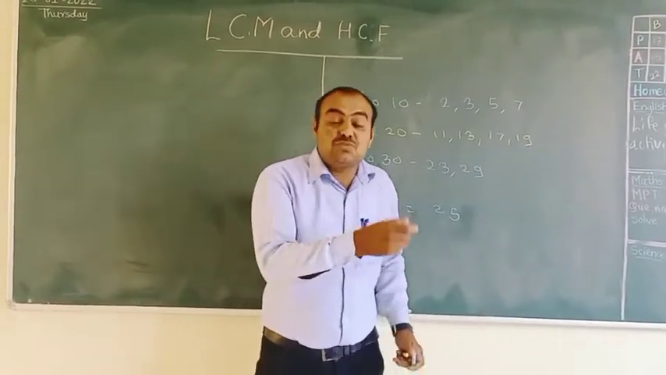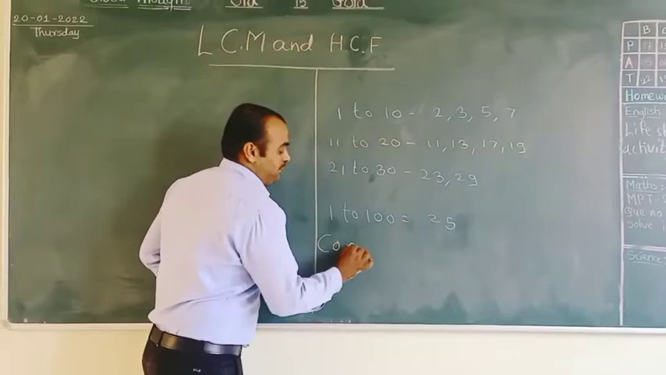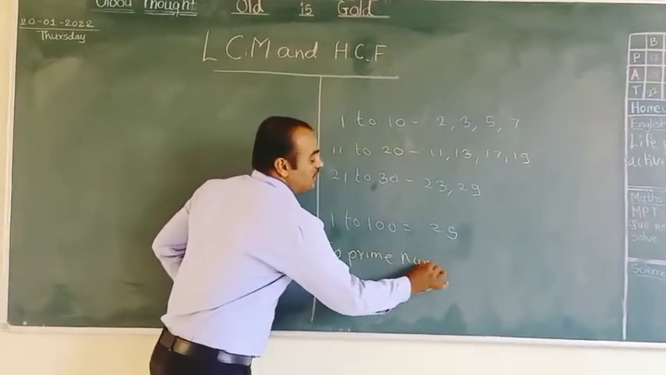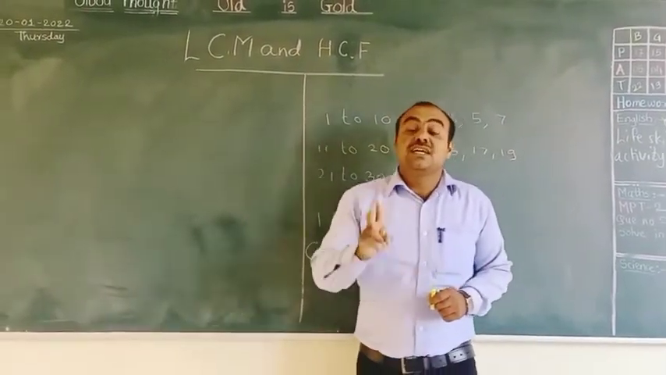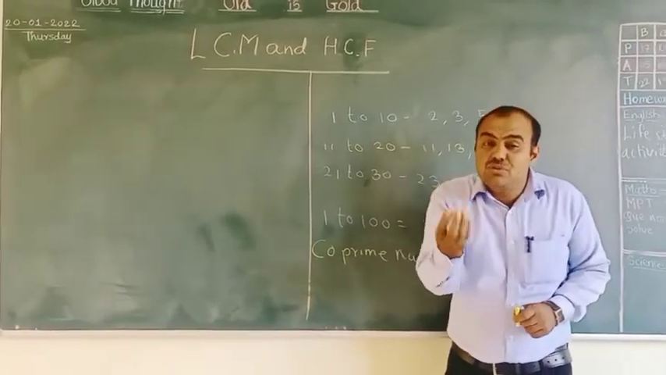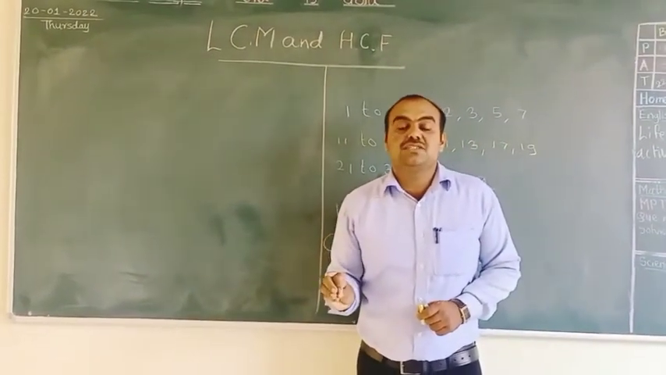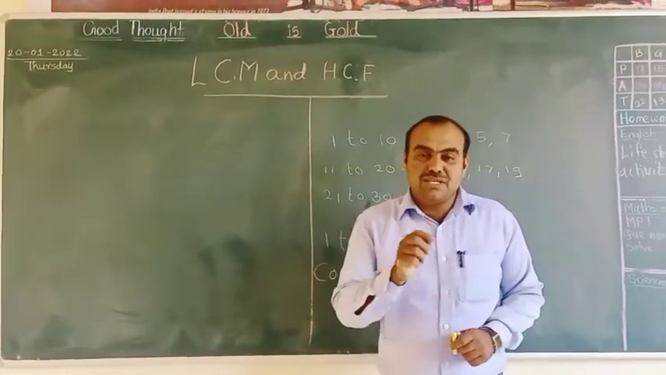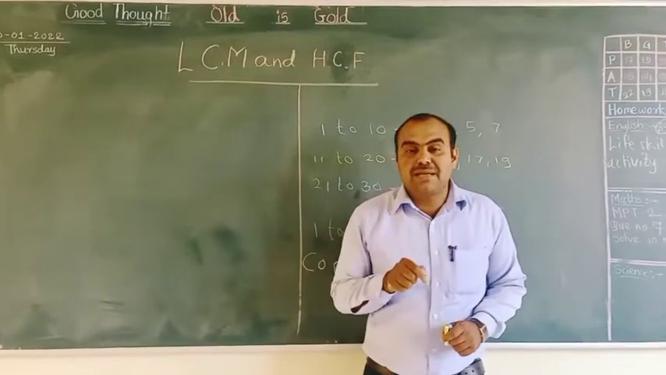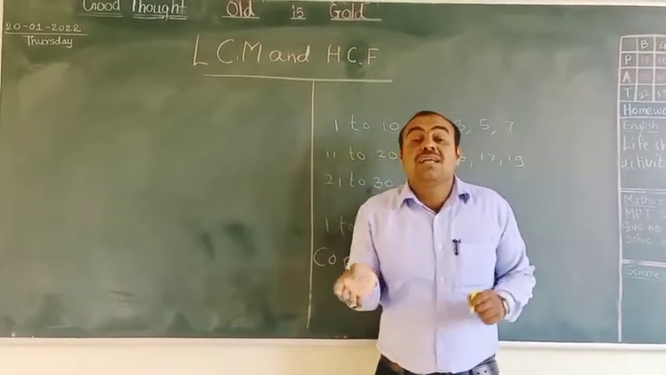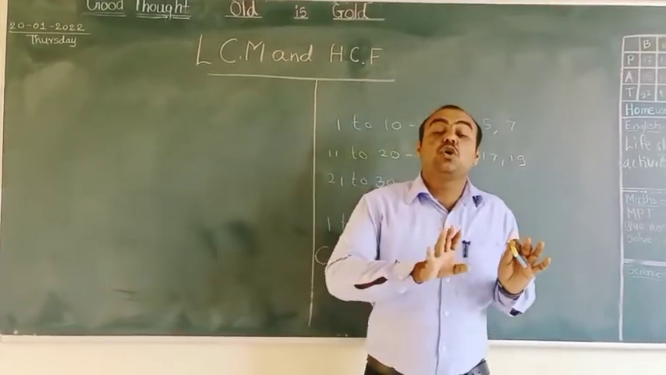Next point is co-prime numbers. Co-prime numbers means that both numbers need not be prime numbers, but there should be no common factor between them. Such numbers are called co-prime numbers. For example, take 10 and 11. 10 is not a prime number and 11 is a prime number, but both of them have no common factor. So both are co-prime numbers.